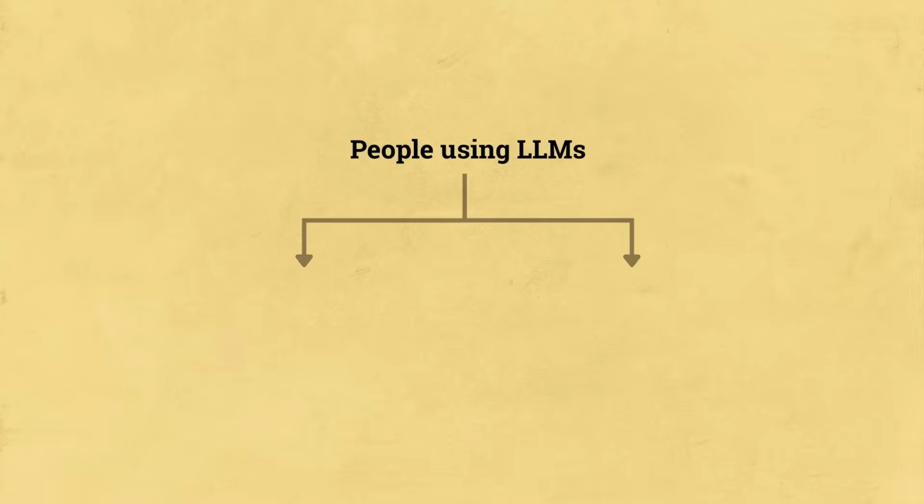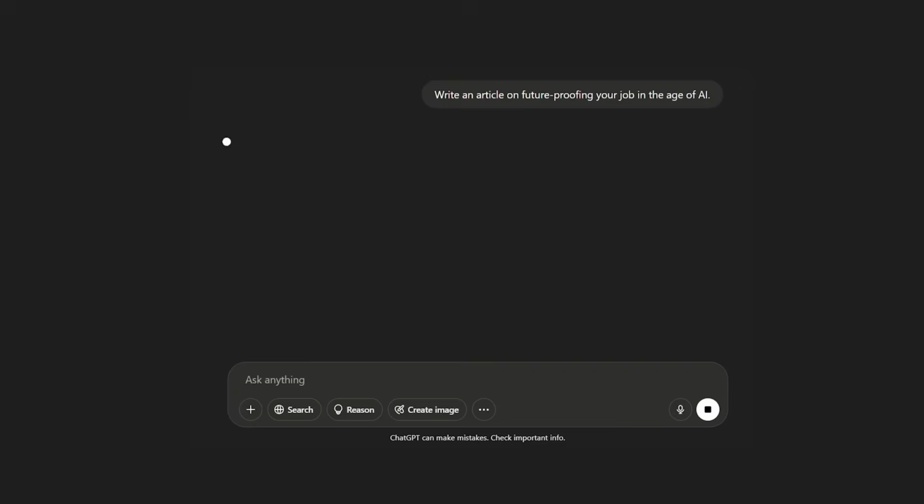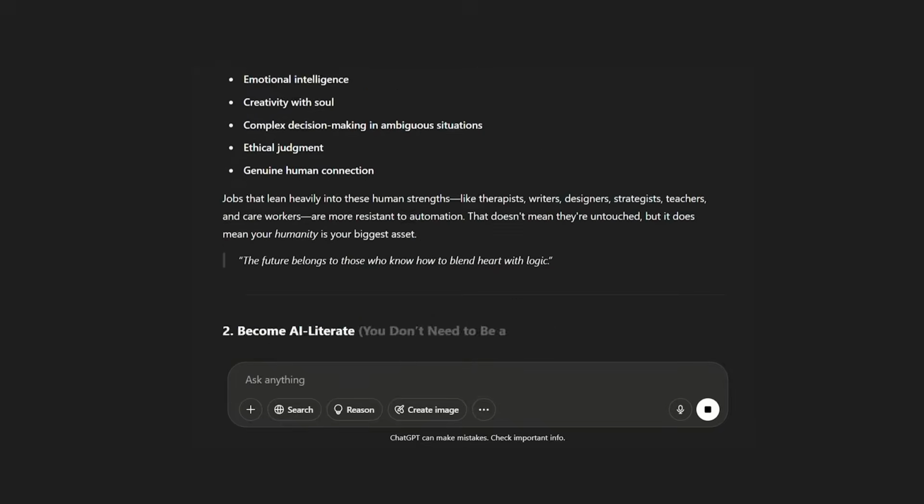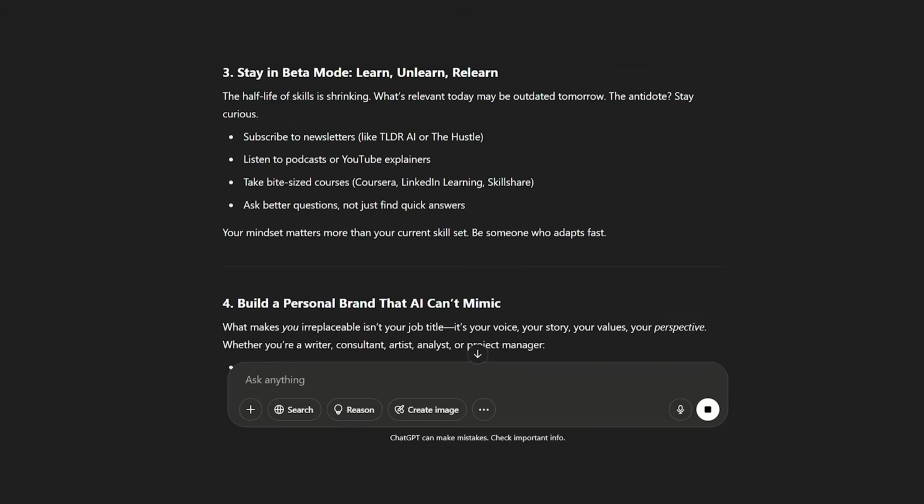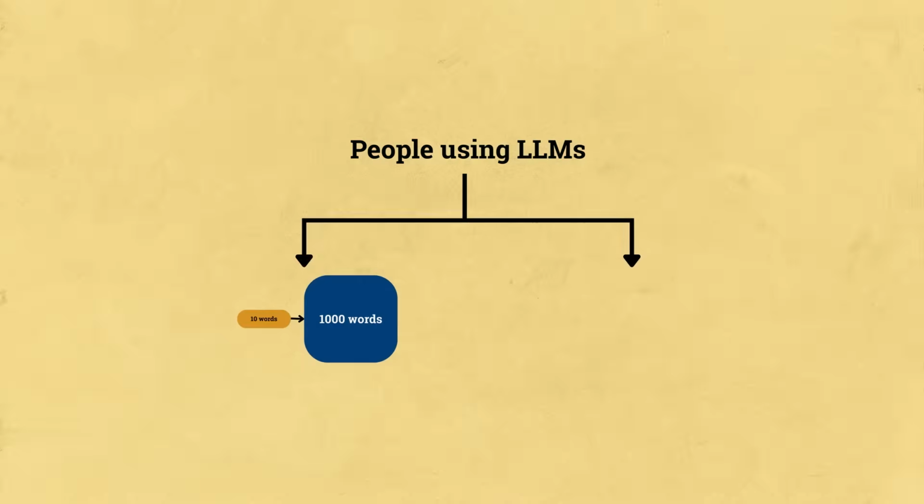We currently see two types of people when it comes to using LLMs. There are those who want to put 10 words in and get 1,000 words out. They think that is such an efficient use of their time. Things just come out in seconds and you can move on to the next thing. And then there are other people who put 1,000 words in and get 1,000 words back.